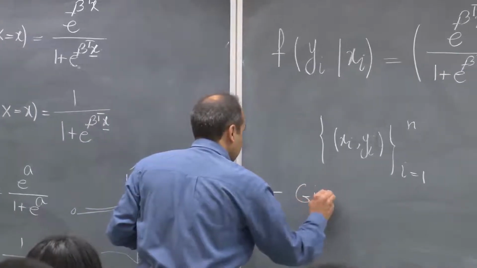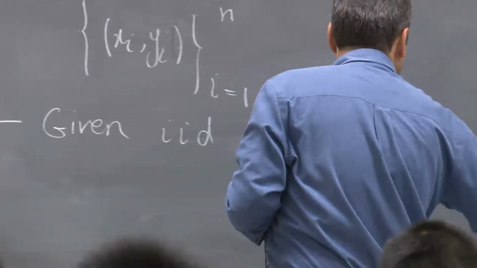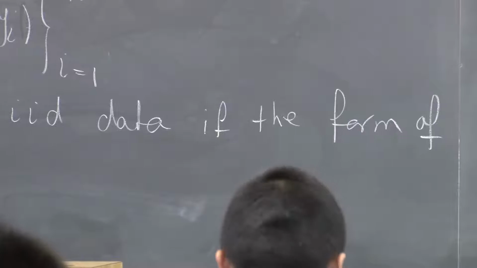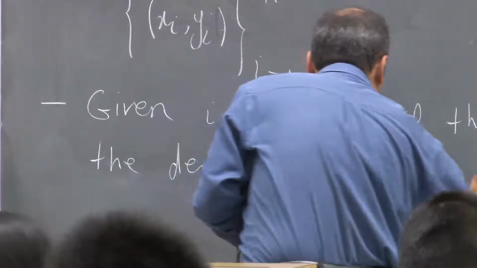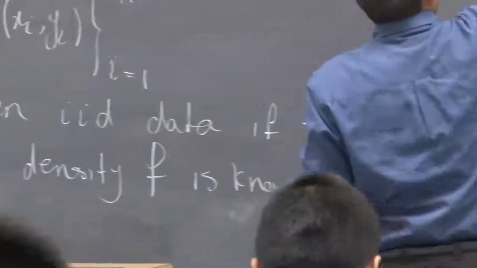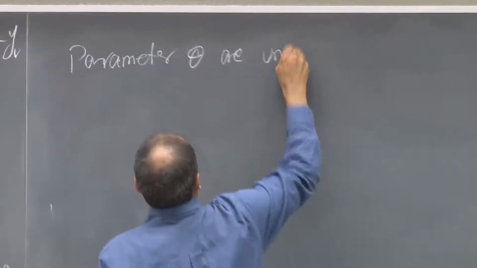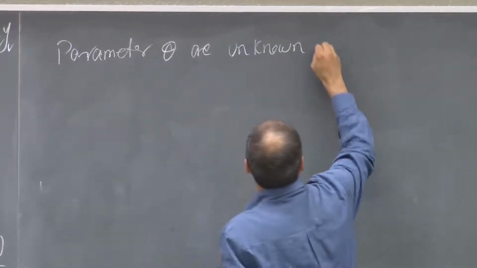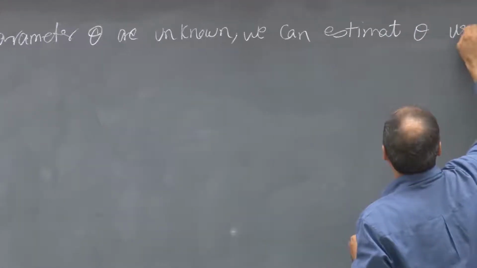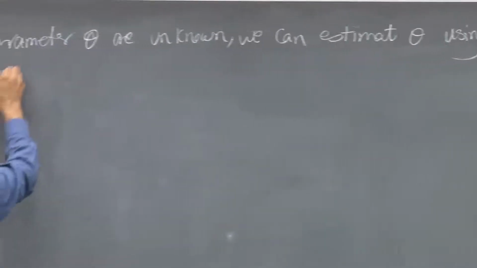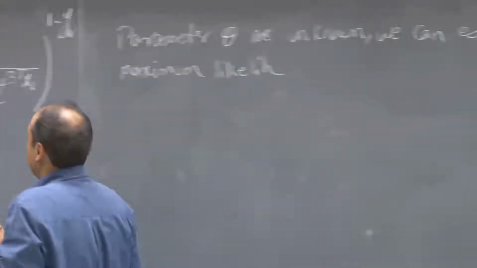Given IID data, if the form of the density f is known, but parameters theta are unknown, you can estimate theta using maximum likelihood. So maximum likelihood is very easy.